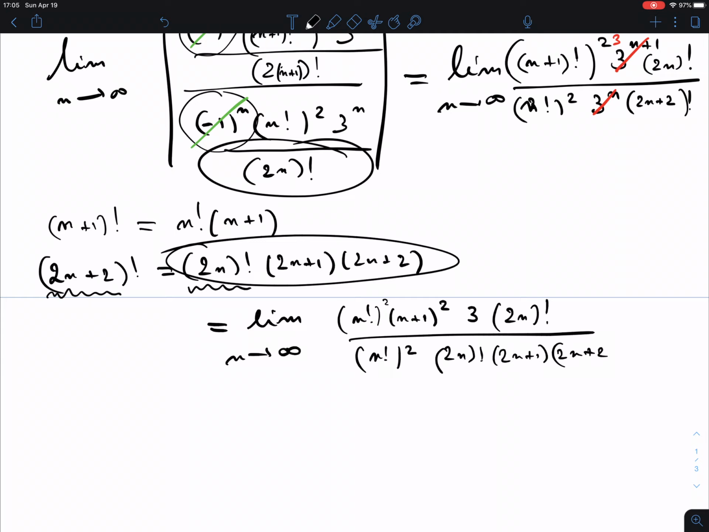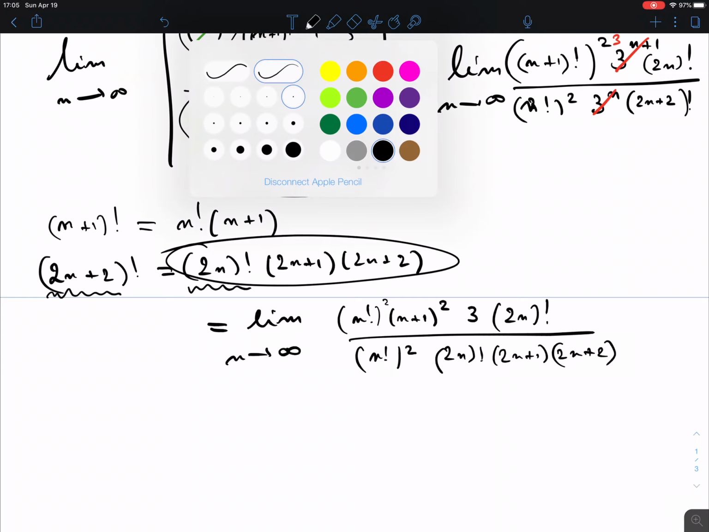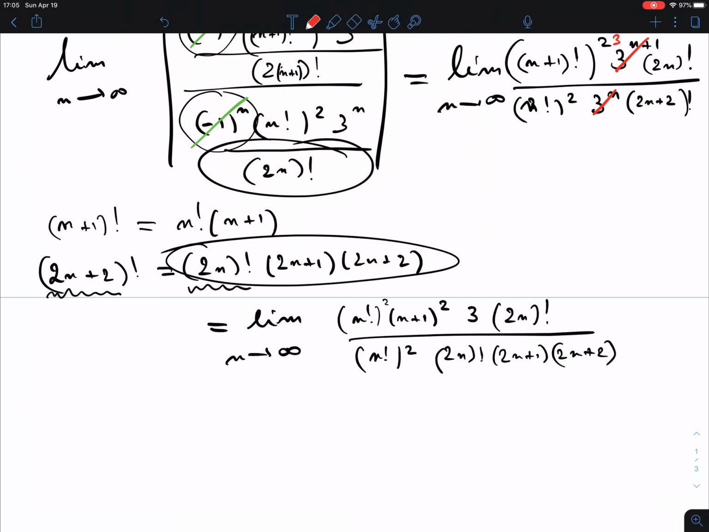And then we use this expression now, (2n) factorial times (2n plus 1) times (2n plus 2). And then we can simplify. We have an (n factorial) squared, those go, and the (2n) factorial goes with (2n) factorial. In fact, we can also see that this is actually 2 times (n plus 1), right? I'm going to write it this way, so I can cancel one of them and have a 2 in the bottom left.